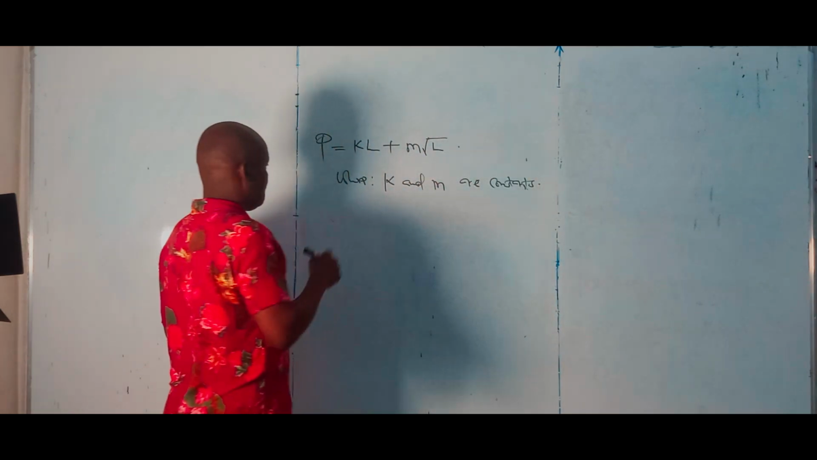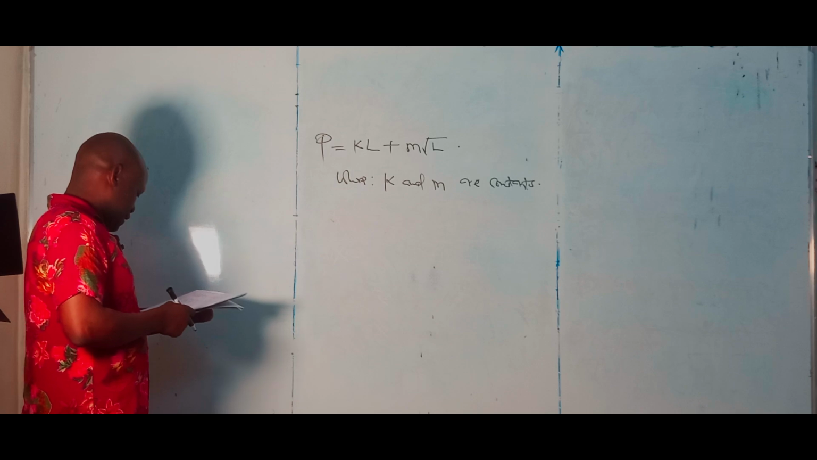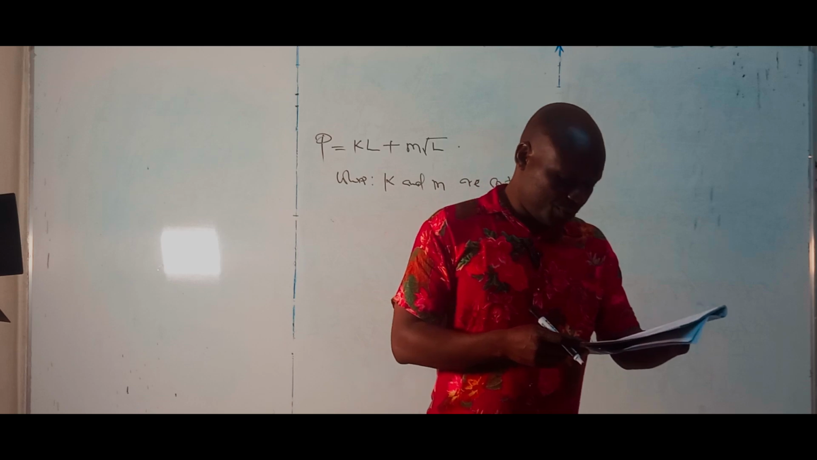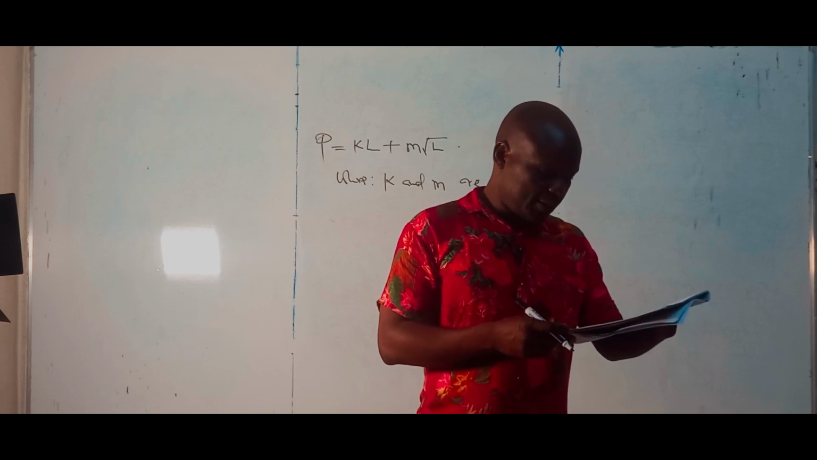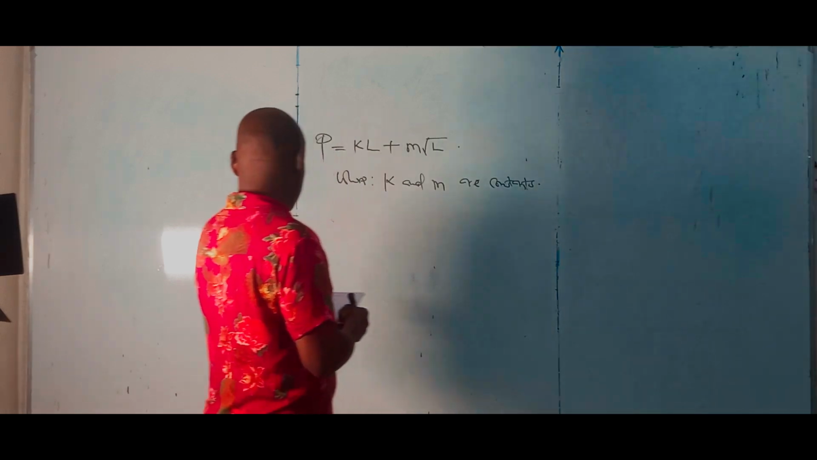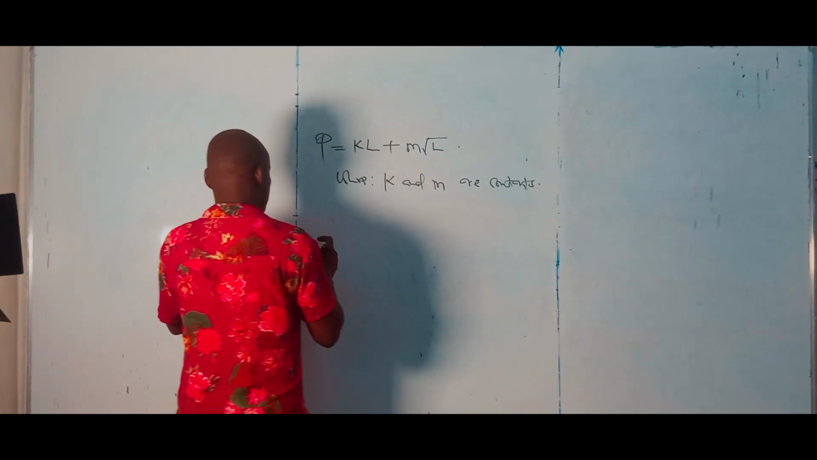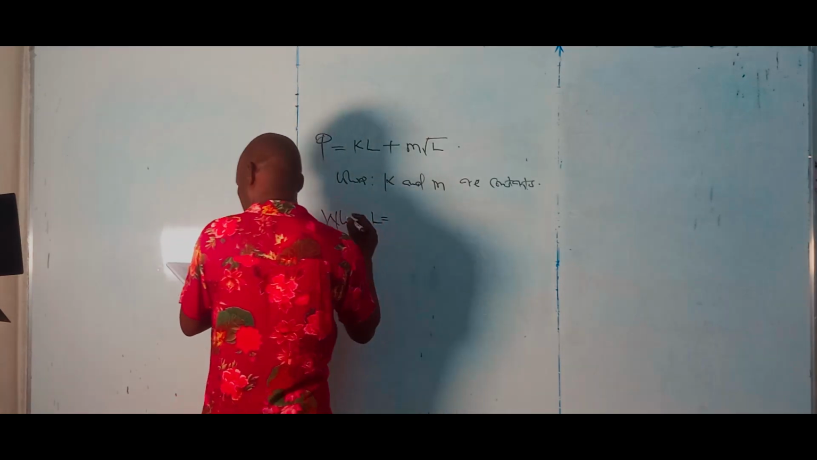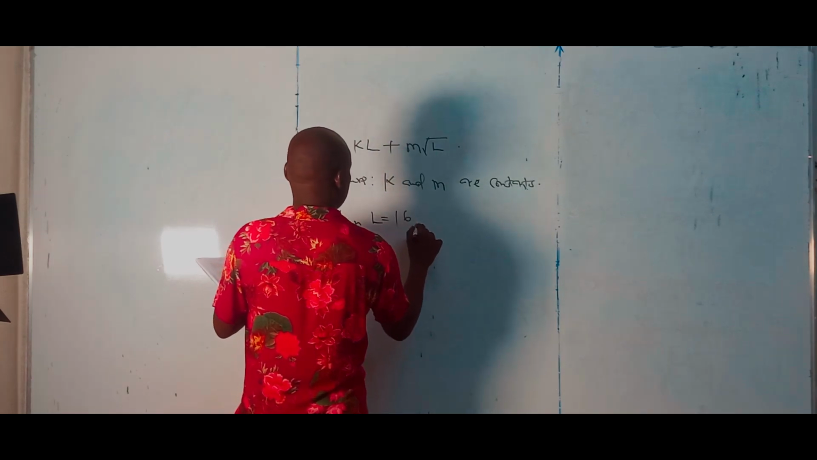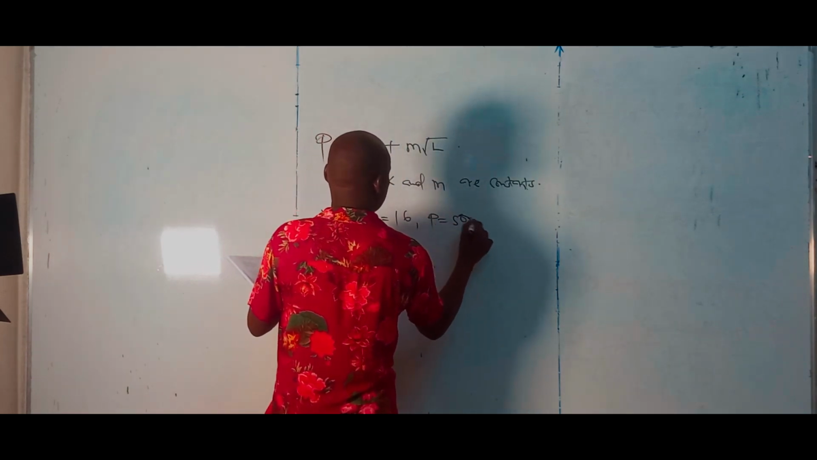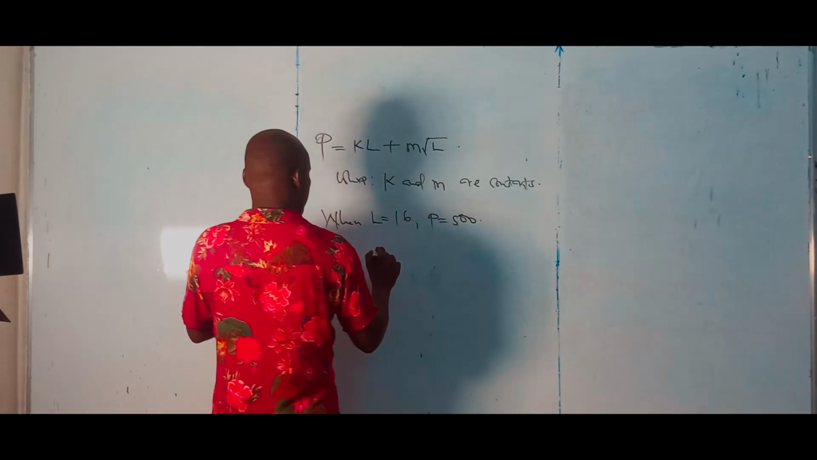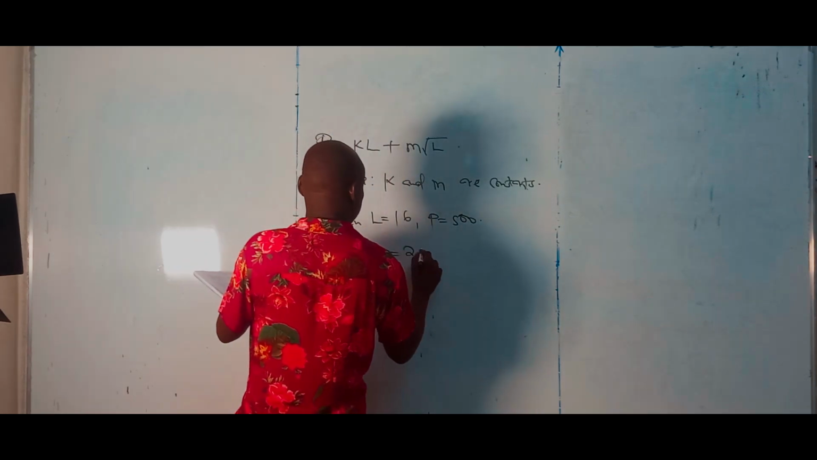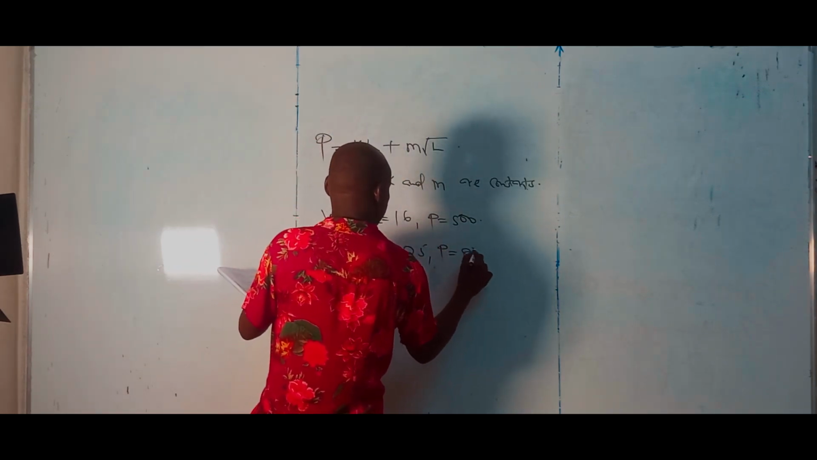They are constants. But then we are told, determine the relationship between P and L when L is 16 and P is 500, and when L is 25 and P is 800. So we have two scenarios. When L is 16, P is 500. And when L is 25, P is 800.